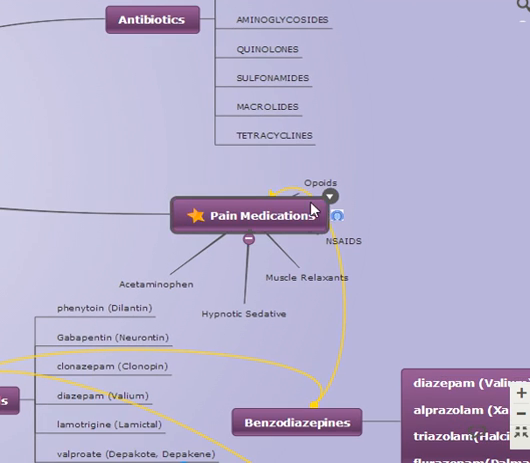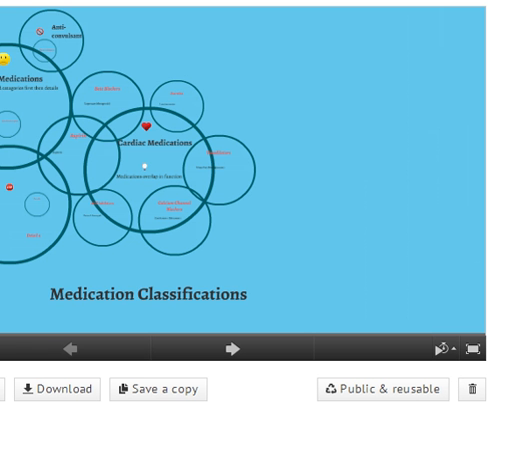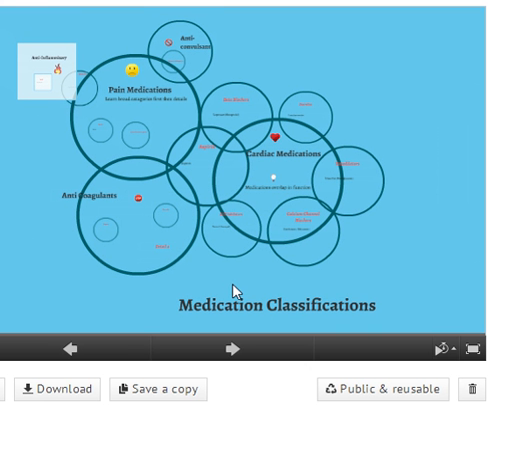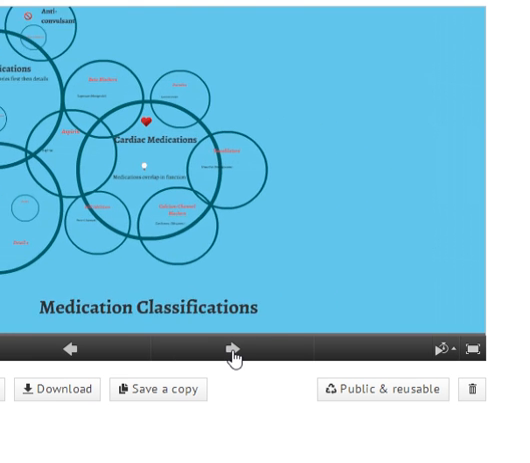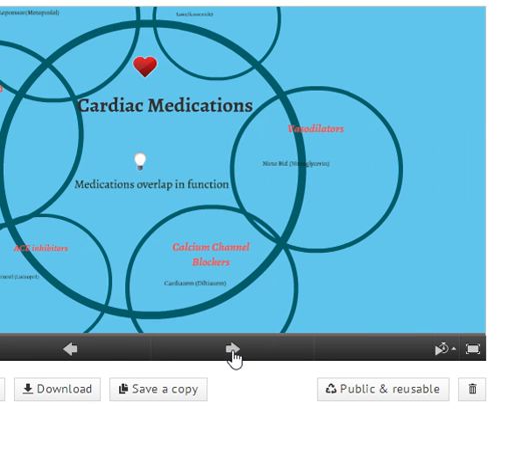So another way that you can do this is the Prezi, which is a picture where you put your notes or a presentation into a picture or graphical format. This goes over the various medication classifications. The good thing about this is you can see the interrelationships of things.